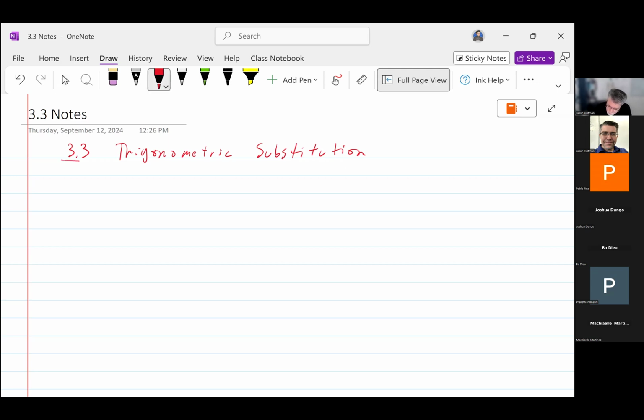So trigonometric substitution. If in the integral we have the following expression, then we're going to use the following substitution. And then we're going to use the following identity to simplify the substitution.